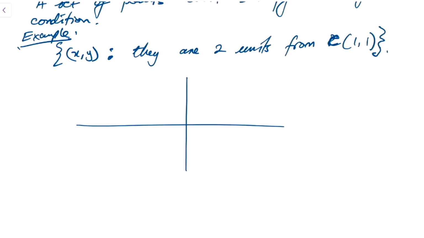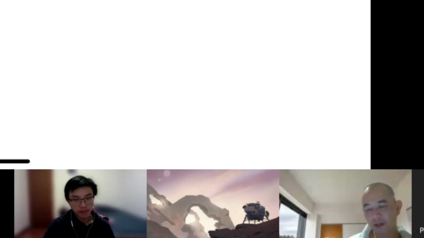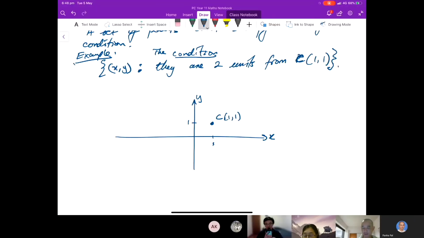Because when you talk about points, the first thing you should do is draw up your Cartesian plane. Now, we want a set of points that are 2 units from the point C, which is (1, 1). So if I locate the point C like that, that's (1, 1). How do I find these sets of points which satisfy this condition? So this is the condition here. What do you think it looked like if you find and locate all the points? Circle. Such that they're 2 units from C.